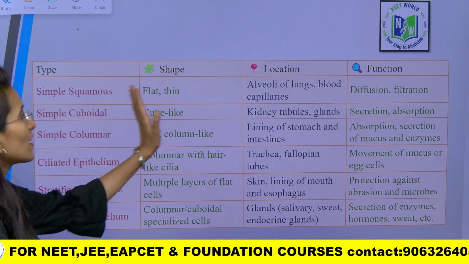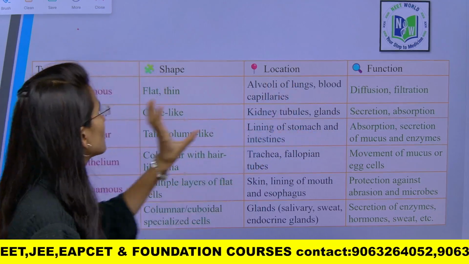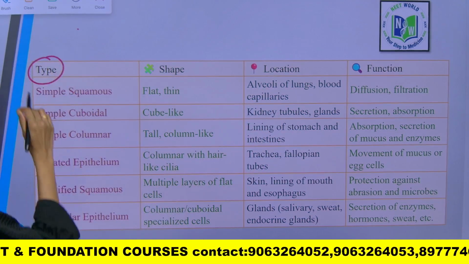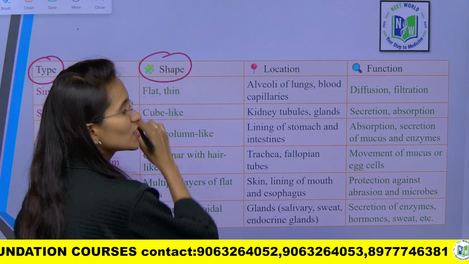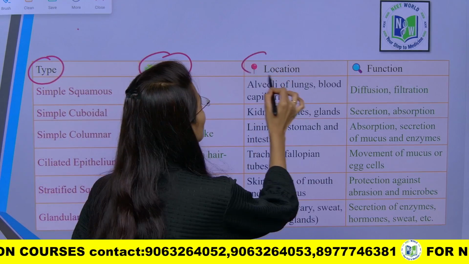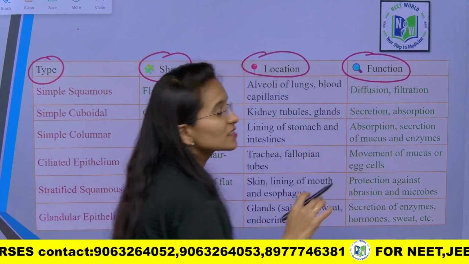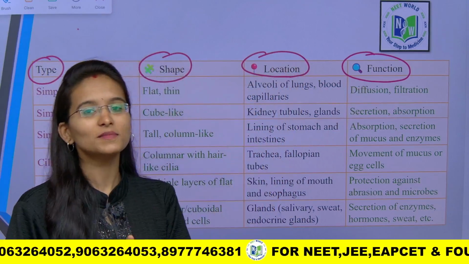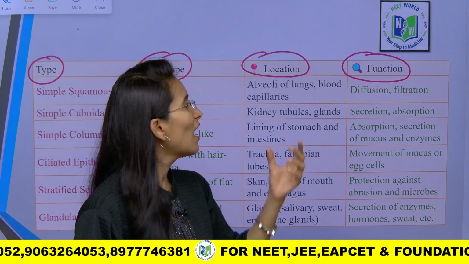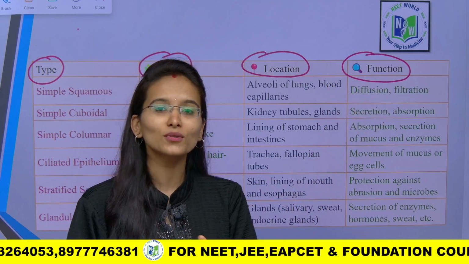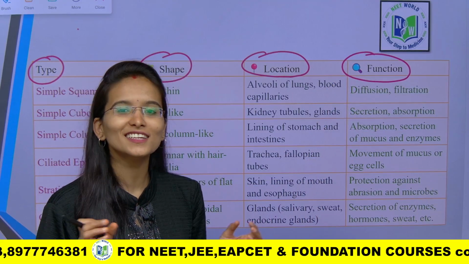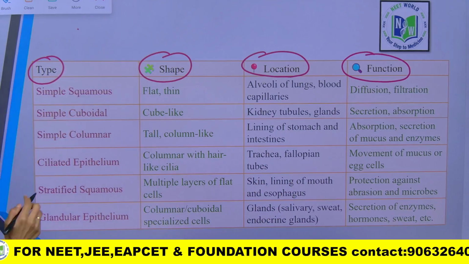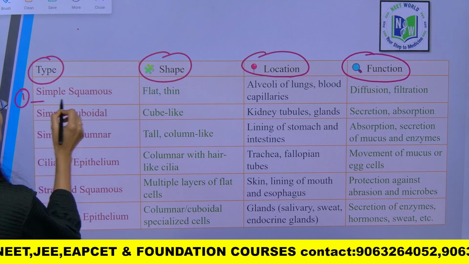So, you need to make a tabular column in this format. Yes. So, here you need to make 4 columns. First you need to write the type of the tissue, next the shape of the tissue, next the location, and the next one is the function. So, remember students, when the location of the tissue becomes easy, then it will become easy to understand its function also. When you know about the location, then easily you can attempt the function of that particular tissue also. So, first let us look into this simple squamous epithelial tissue.